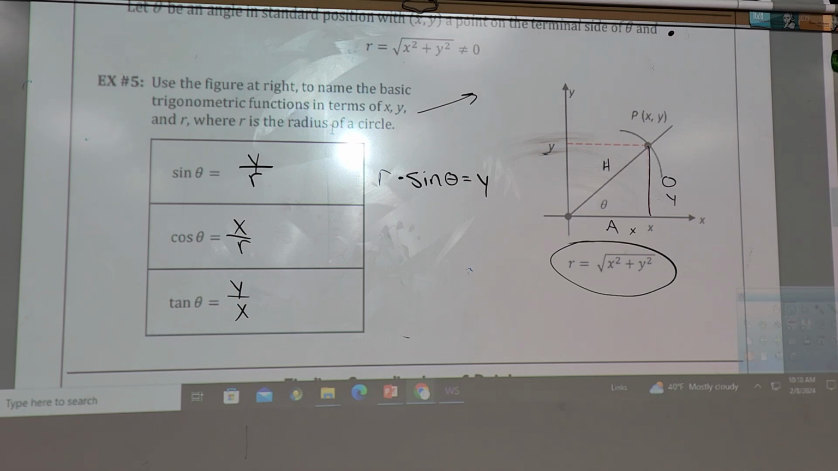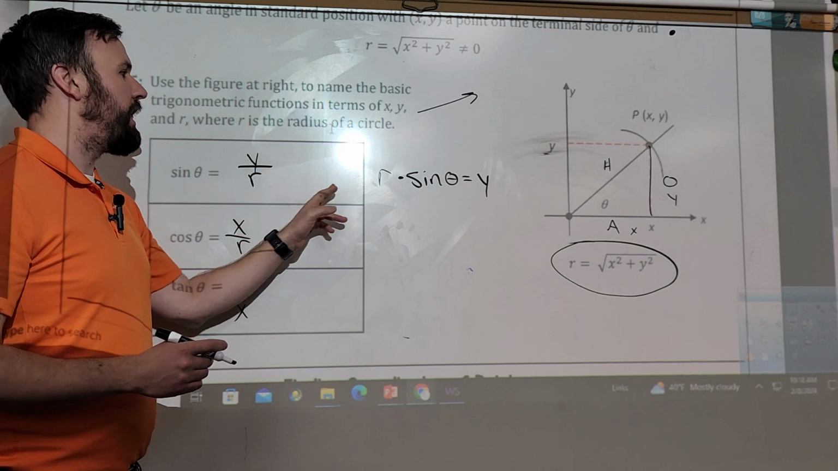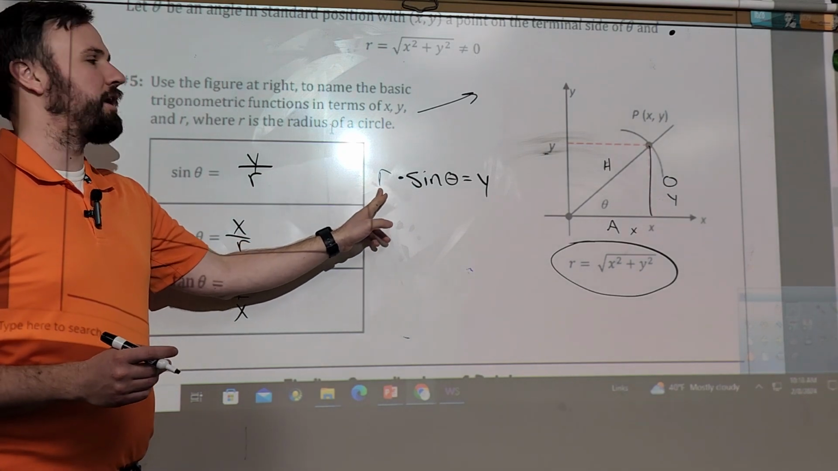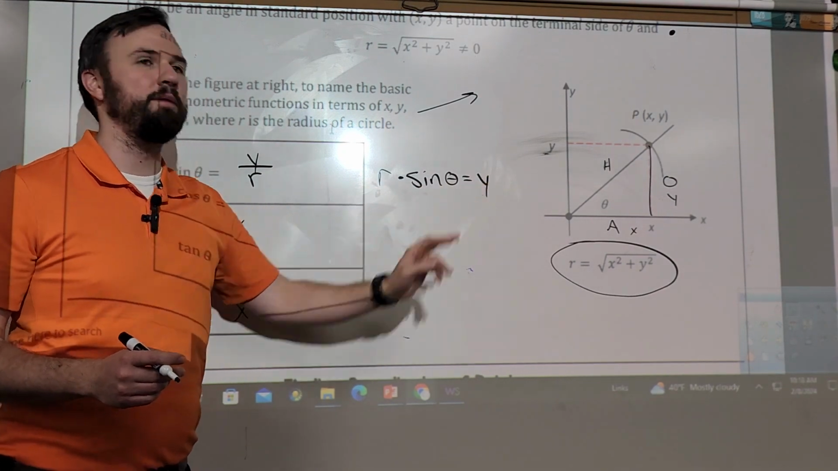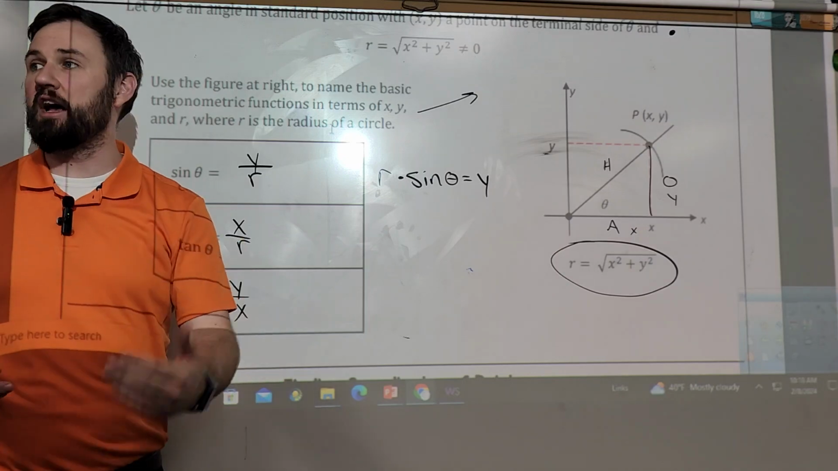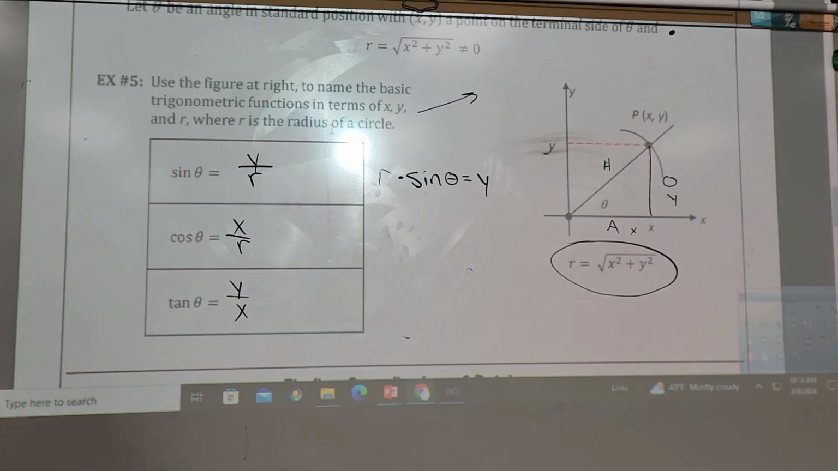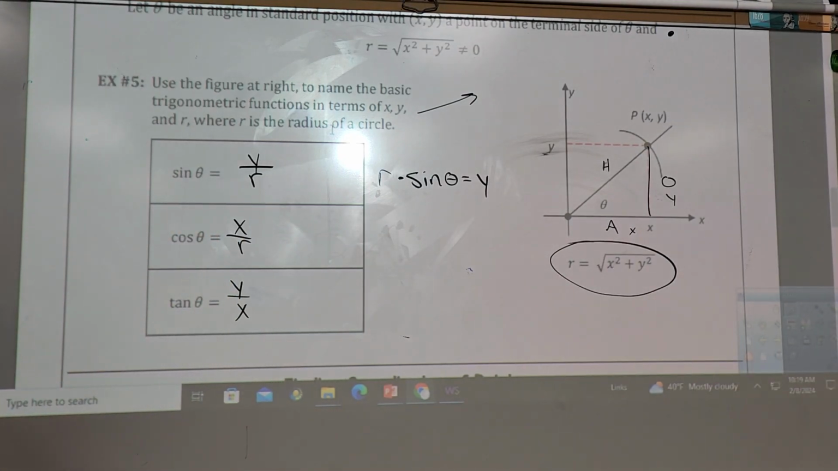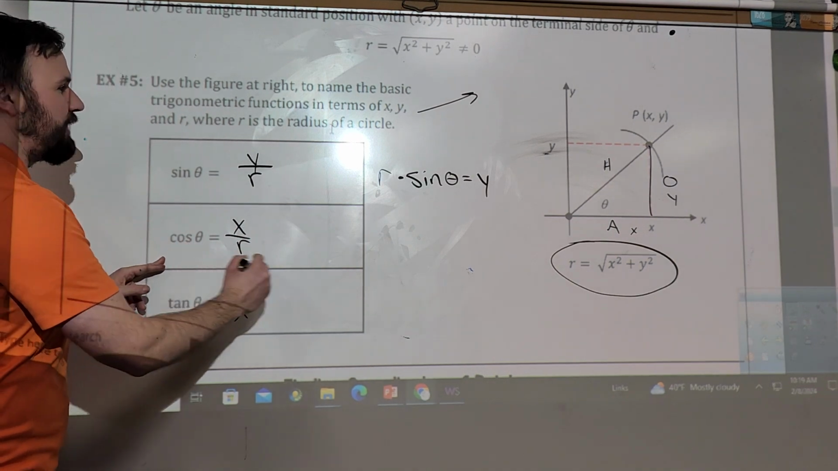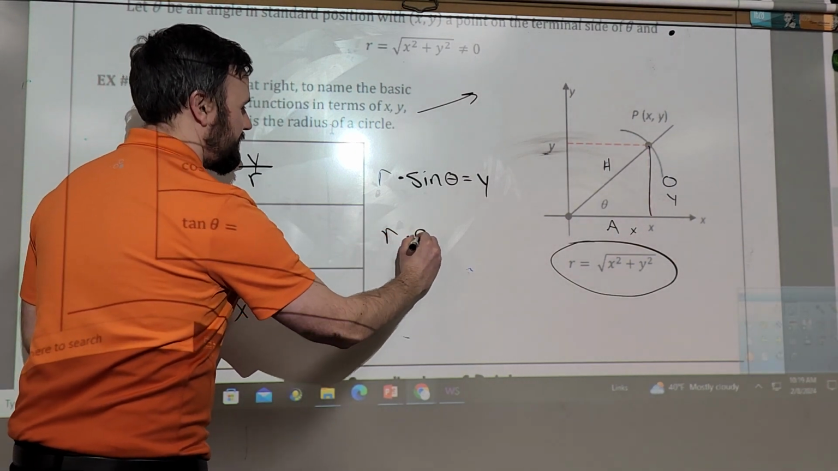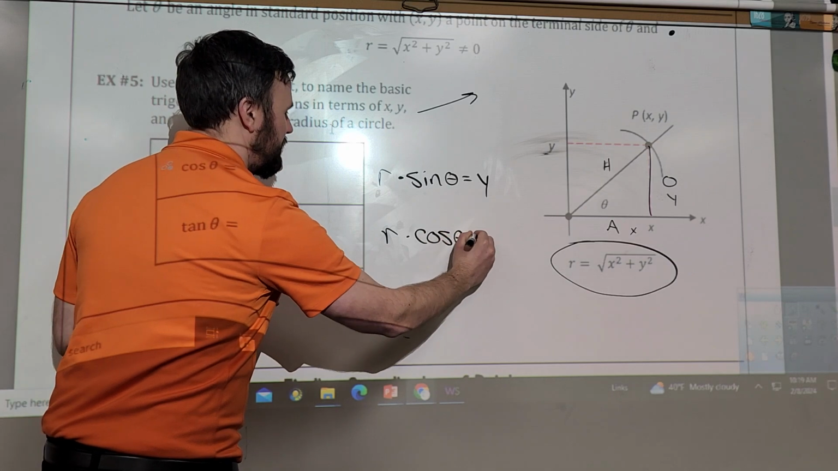If a rocket's fired at 20 degrees at 10,000 miles per hour, can I turn it into an xy coordinate? Yeah, my y would be 10,000 miles per hour times sine of 20 degrees. That gives me a y coordinate. Because if I have an xy coordinate, I can do math with it, right? I can manipulate it. To find x, I would do r times cosine of theta equals x.